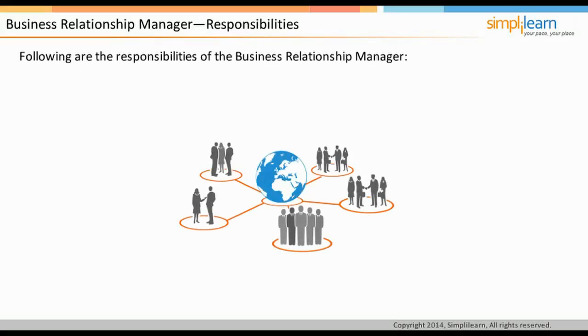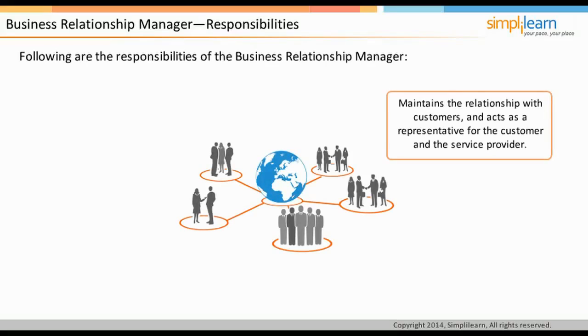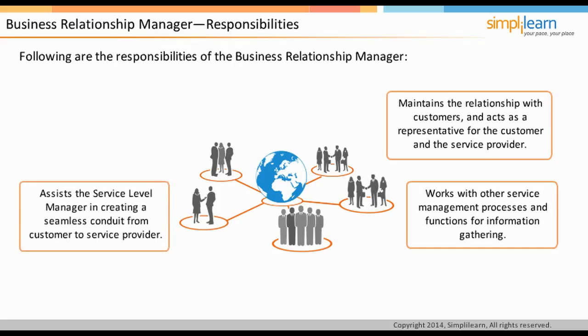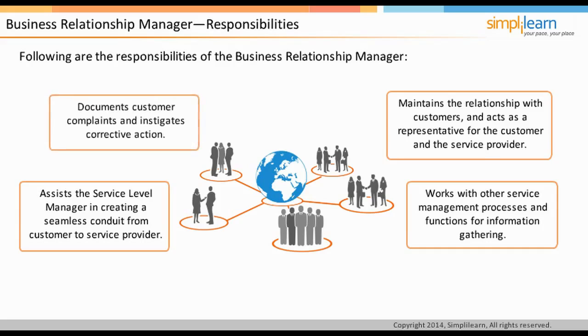As someone playing a key role in the process, the business relationship manager maintains the relationship with one or more customers, understanding the customer's business outcomes, and acting as a representative for the customer and the service provider. Works with other service management processes and functions for information gathering. Assists the service level manager in creating a seamless conduit from customer to service provider capabilities used to ensure value. Documents customer complaints and instigates corrective action if required.